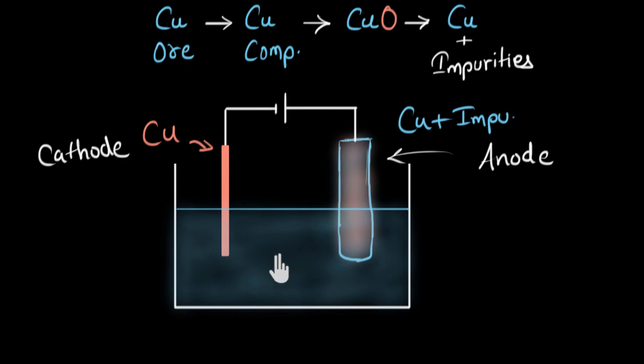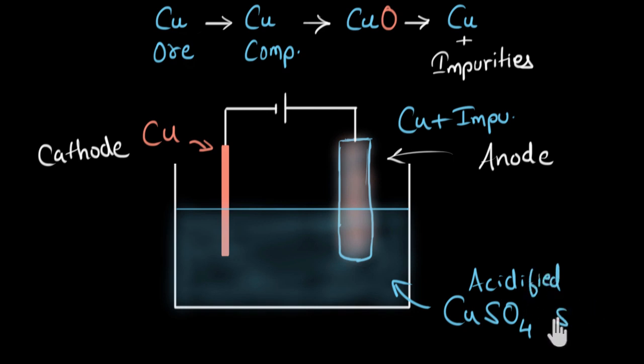Now we took the solution of the same metal's salt, which here in this case was copper sulfate, CuSO4. Now to this, we add a little bit of acid. We take acidified copper sulfate solution. The reason for doing this is that by adding acid, we can increase the conductivity of this solution. The ions will be able to flow easily and faster. Okay. Now see what happens when we pass electricity.